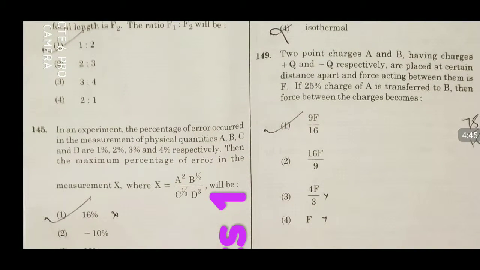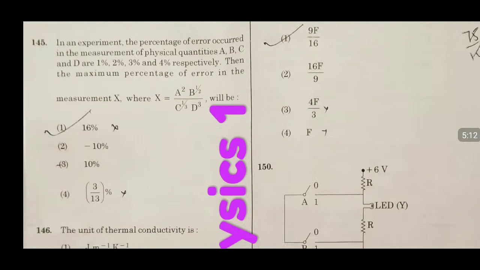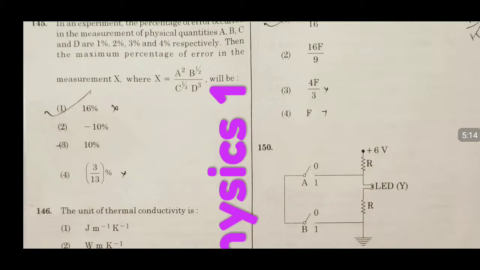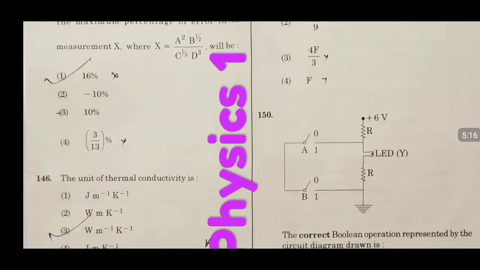145 number question. In an experiment, the percentage of error occurring in the measurement of physical quantities A, B, C and D are 1%, 2%, 3% and 4% respectively. Then the maximum percentage of error in the measurement of X, where X equals A squared B to the power 1/2 over C to the power 1/3 and D cubed, will be. And the right answer is 16%. First option regarding this question will be right.